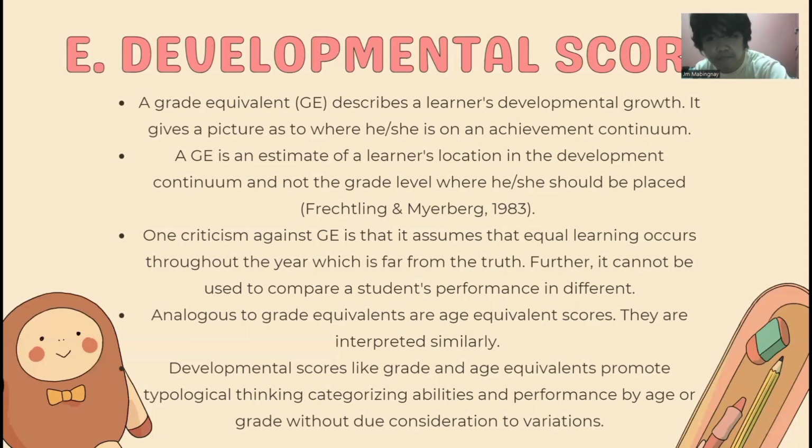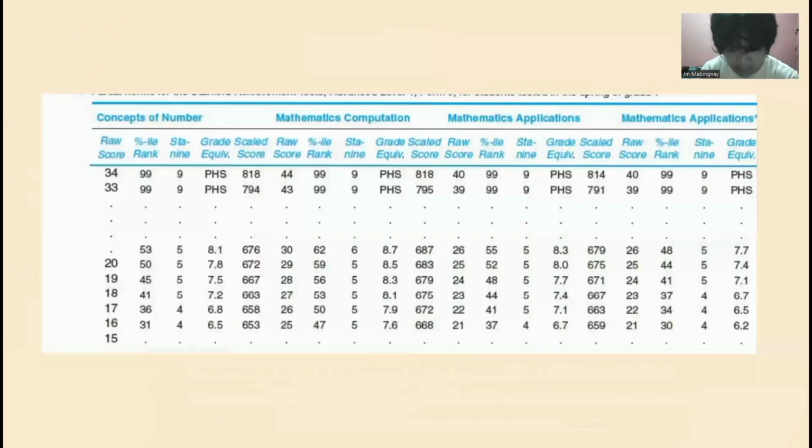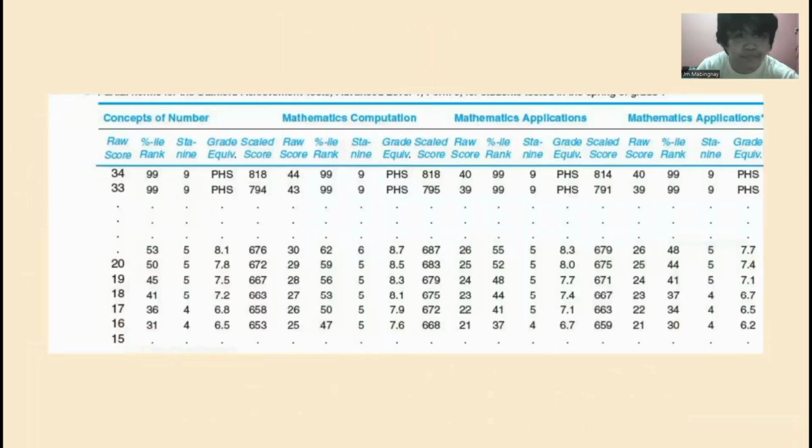So, ayan. Para mas maintindihan nyo siya, here is the example table. So, ayan, mag-focus kayo sa side na to, kung saan ko tinuturo yung mouse. So, sa concepts of number, subject yan. So, ito yung mga scores ng mga estudyante. So, dito sa student na to, napunta siya sa percentile rank na pang 53. And nakakuha siya ng STA9 na 5. And ang grade equivalent nun is 8.1.